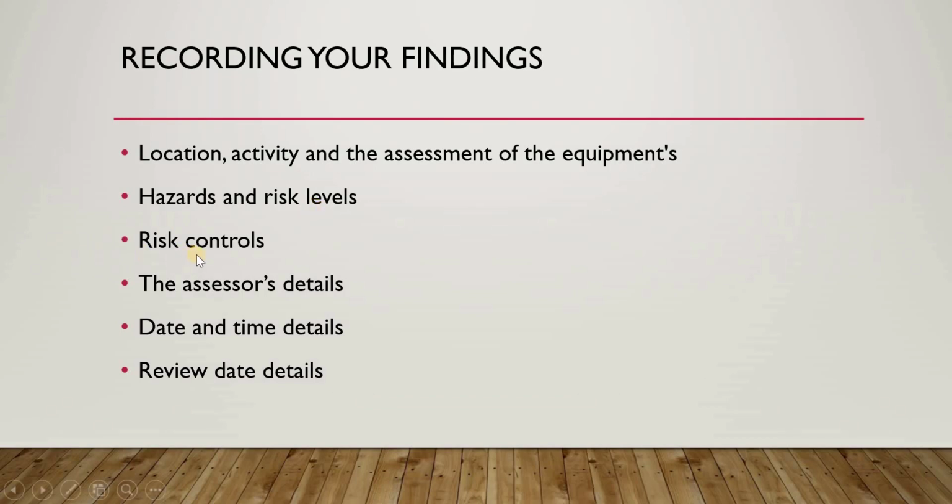Then we have to record risk controls. We have to take certain actions, certain risk control methods in order to basically control our risks. Then we have to add the assessor details. Assessor means who is basically doing the risk assessment, the date and time of the risk assessment, and the most important, the review date details, like when you are reviewing your risk assessment. Why we need to review our risk assessment, we will see in the next slide.